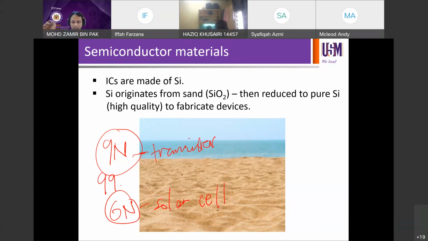On the other hand, if you want to fabricate solar cells based on silicon, you only need at least 6N for it to operate properly. That means you need 99.9999% in order for it to work properly as a solar cell. But kalau you ada 6N, and you want to push it to work as a transistor, it simply won't work because it requires 9N purity level of silicon.